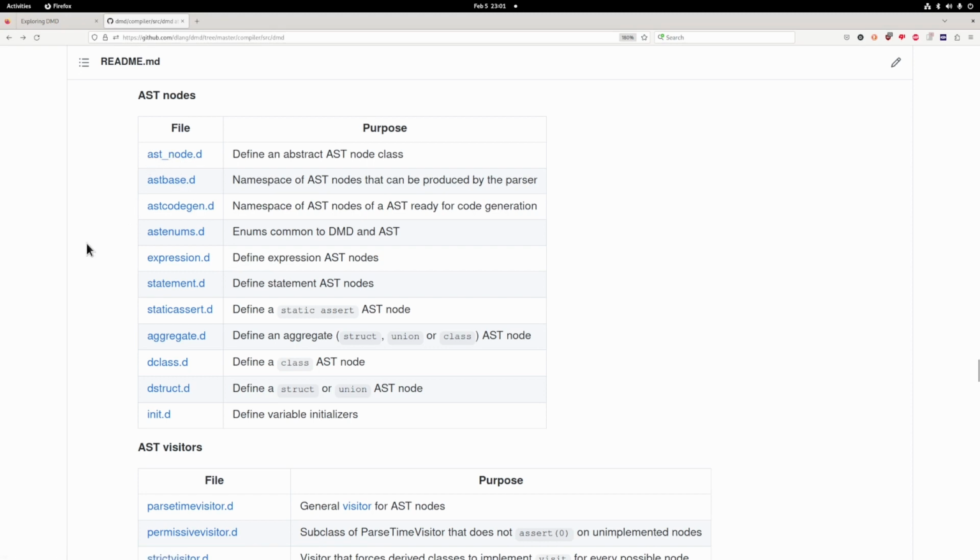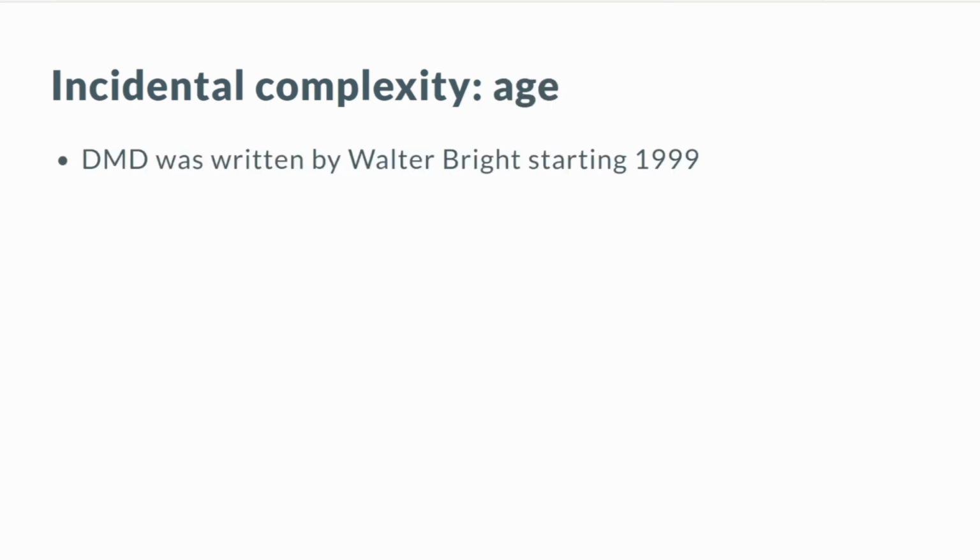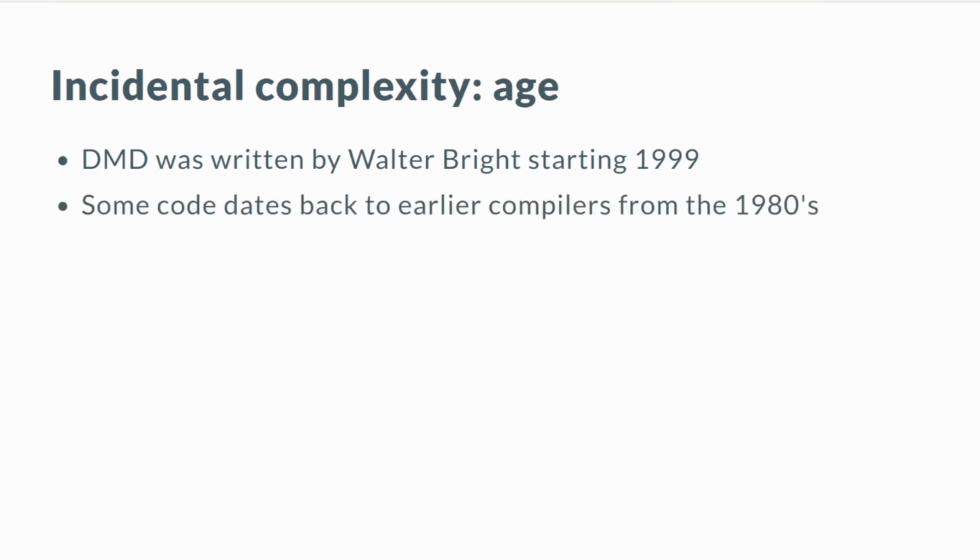One unfortunate thing you'll have to deal with is incidental complexity. The compiler is a large complex program partly because D is a large complex language, but there's also other factors which make it more complex than necessary. For example, the age. DMD was written by Walter Bright starting in 1999, but some of the code in there dates back to his earlier compilers from the 1980s.